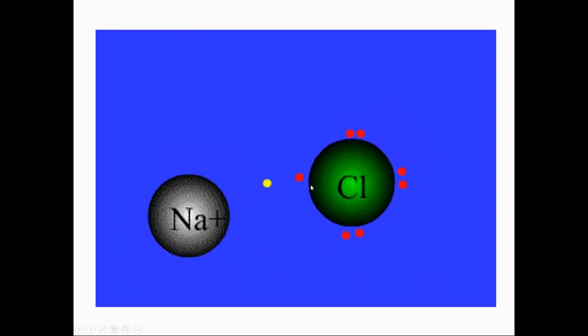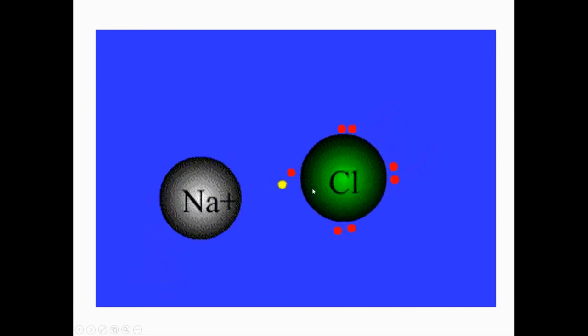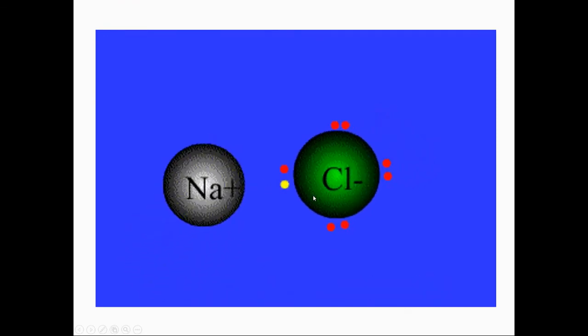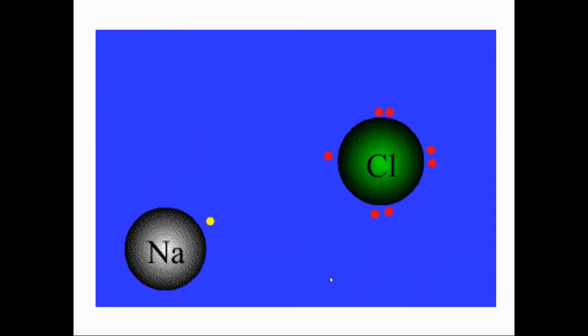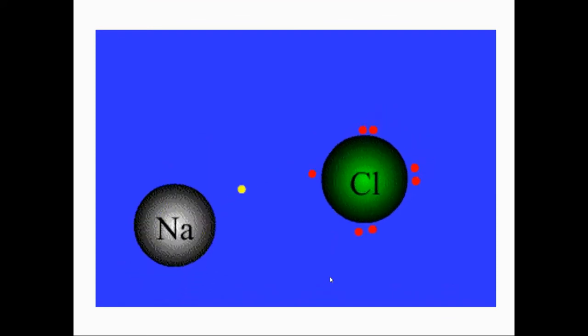This electron now belongs to chlorine. So when chlorine receives that electron that has been transferred to it, it goes from a neutral chlorine atom. It gets an electron, now it's got a negative charge. So now you've got a positive charge next to a negative charge. And when that happens, you have this electrostatic attraction that sticks the two atoms together to make a very strong bond called an ionic bond.